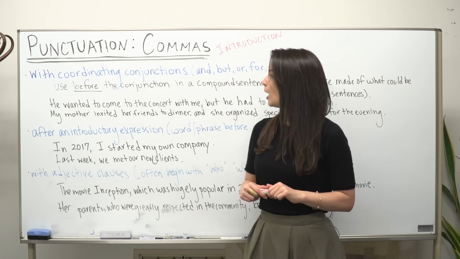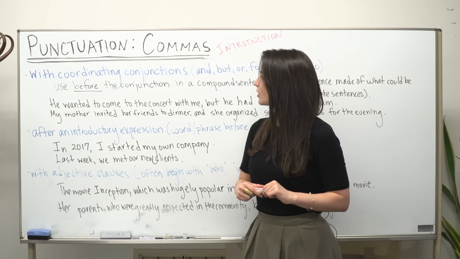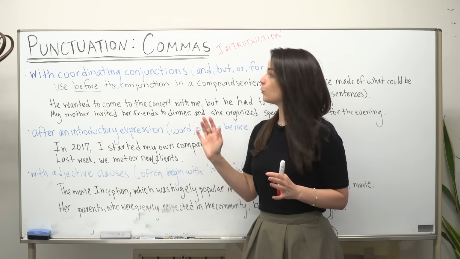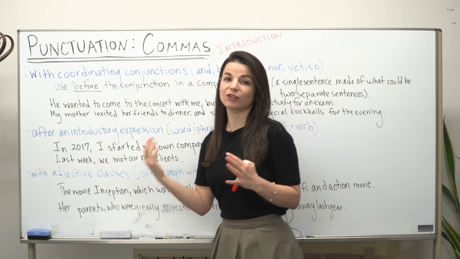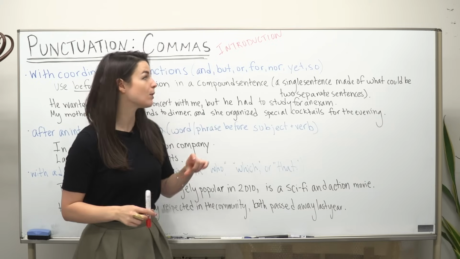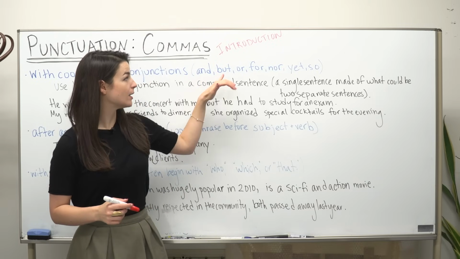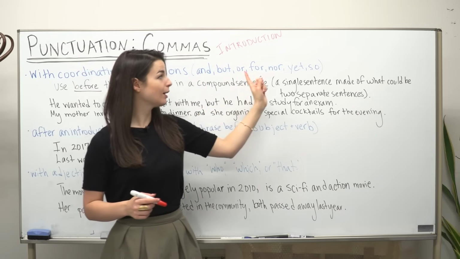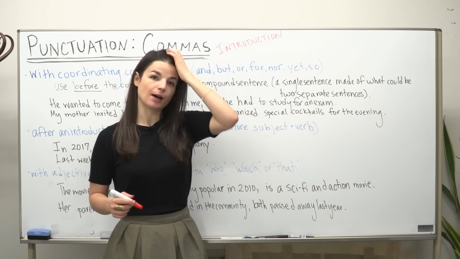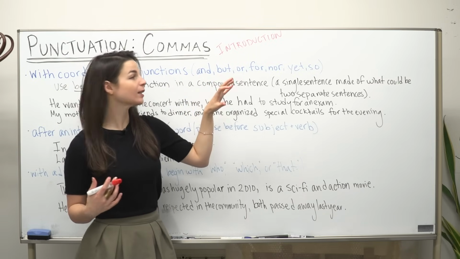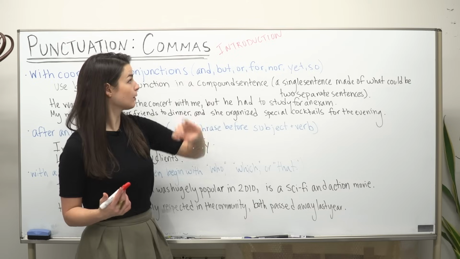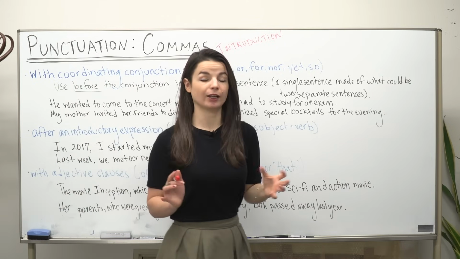Let's begin with the first situation, which is with coordinating conjunctions. English has 7 coordinating conjunctions. Maybe you know them. They are and, but, or, for, nor, yet, and so. Usually we use and, but, and or most commonly. I suppose so as well. But these are called coordinating conjunctions.